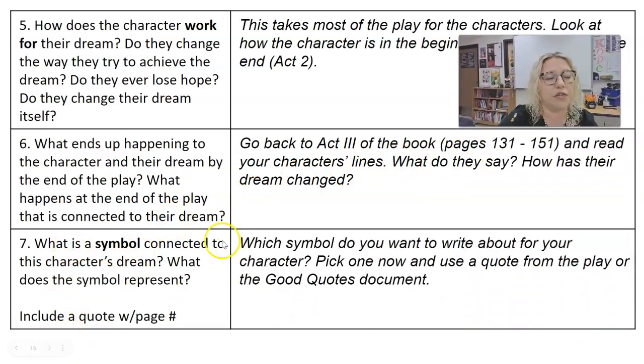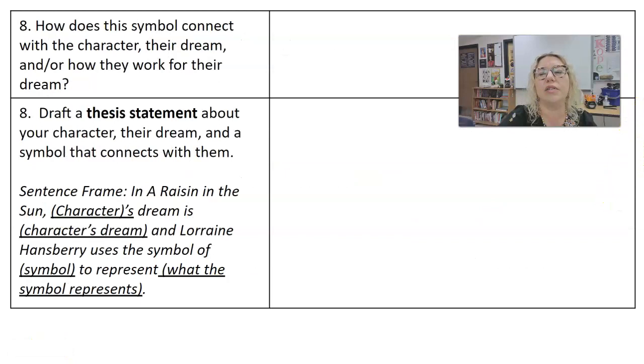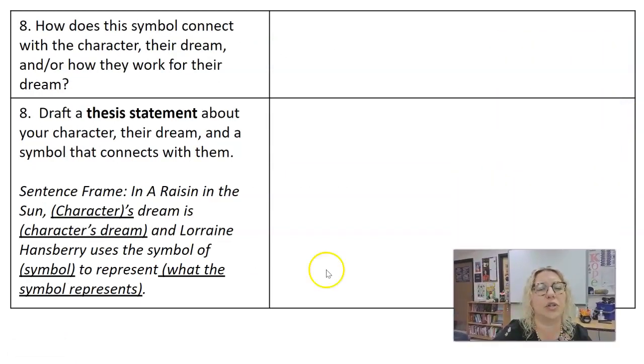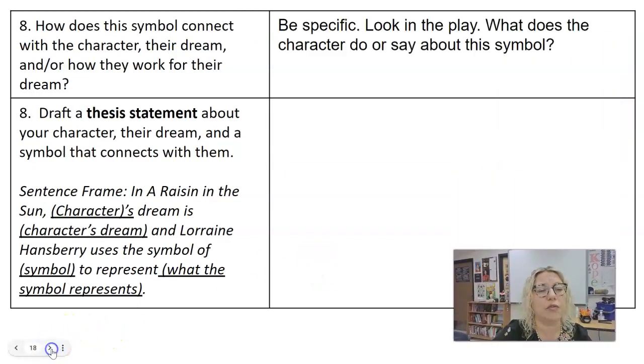That's what you're going to write about for number 7. What is a symbol connected to this character's dream? What does this symbol represent? So pick one now, and find a quote from the play or from the Good Quotes document if you need help on that. Number 8, how does this symbol connect with the character, their dream, and or how they work for their dream? Be specific. Look in the play. What does the character do or say about this symbol?